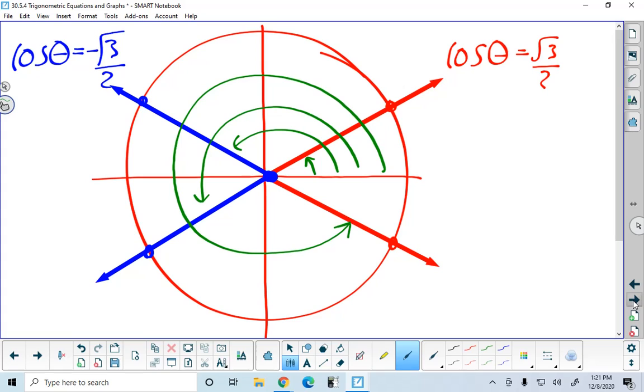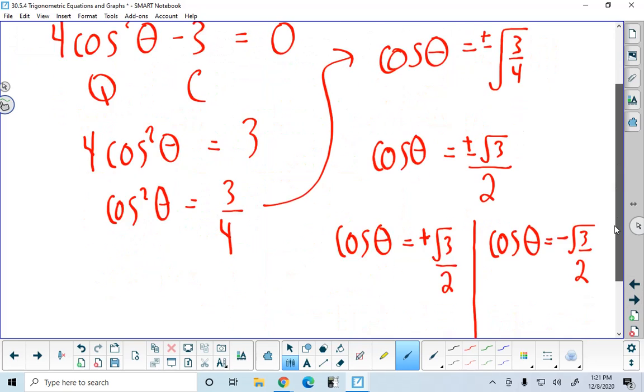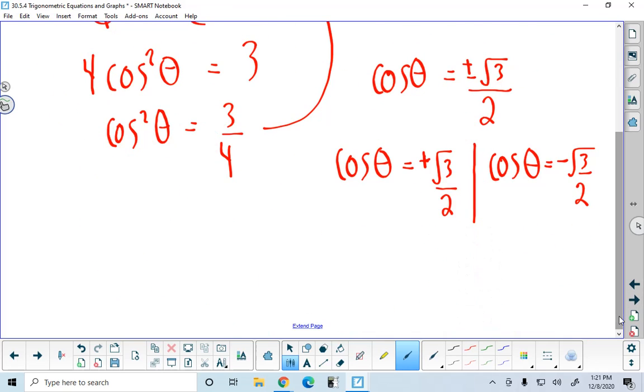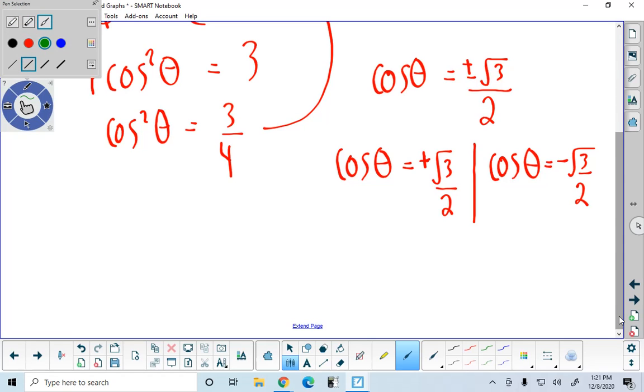So when we calculate these angles, one of them will be 30 degrees, one will be 150, one will be 210, and one will be 330. So I want to make sure that everybody is able to get those rotation angles. Theta here is going to be 30 degrees and 330 degrees.